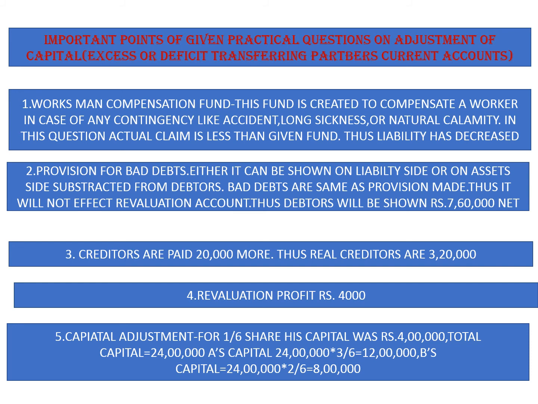Now working note here, what we find, Workman Compensation Fund. What is Workman Compensation Fund? This fund is created to compensate a worker in case of any contingency like accident, long sickness or natural calamity. In this question, actual claim is less than the given claim. Thus, liabilities has decreased.